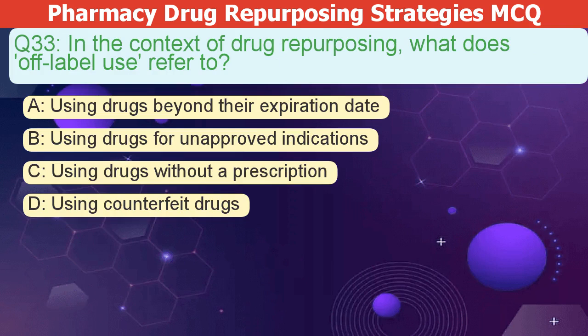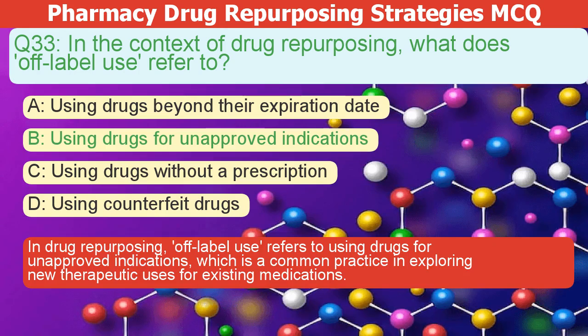In the context of drug repurposing, what does off-label use refer to? A. Using drugs beyond their expiration date. B. Using drugs for unapproved indications. C. Using drugs without a prescription. D. Using counterfeit drugs. The correct answer is B. In drug repurposing, off-label use refers to using drugs for unapproved indications. This is a common practice in exploring new therapeutic uses for existing medications.